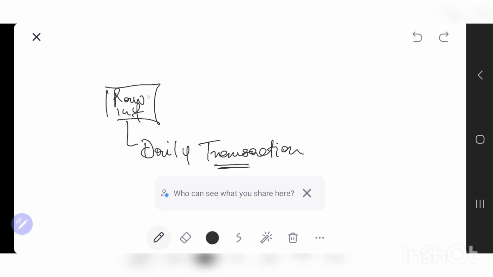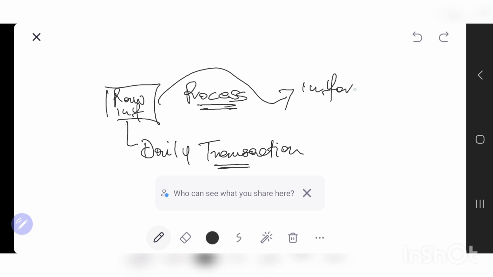We are trying to transform or process these transactions into information that is useful. We are trying to process this raw data in the form of transactions into information that is useful to the people who provided funds to the business. Information in the form of what is called financial statements.